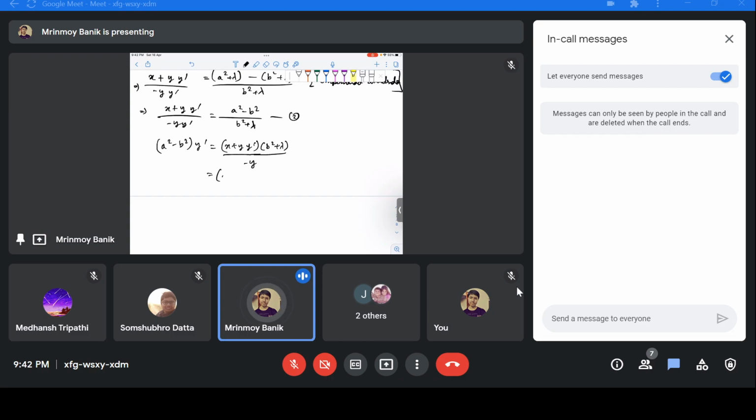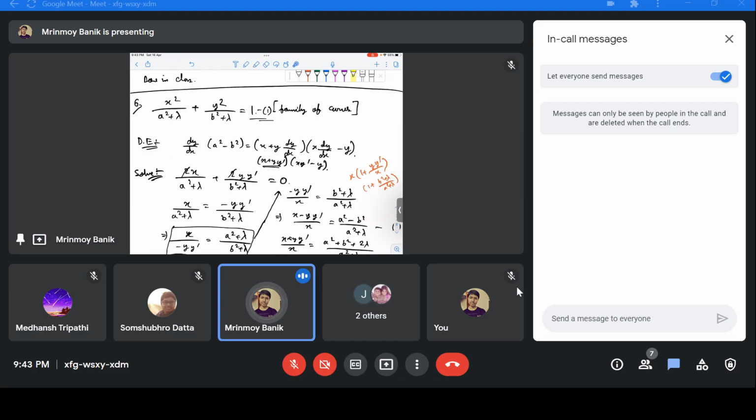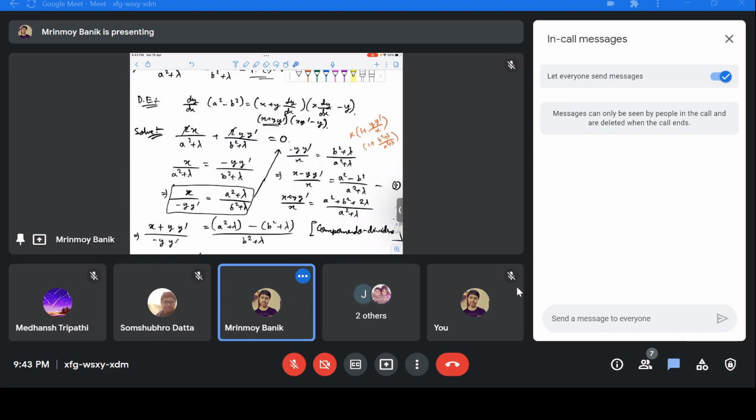Okay. Now we can substitute y by b squared plus lambda. So we can multiply and divide by y. So now we have got 1 y squared by b squared plus lambda. So y squared by b squared plus lambda is 1 minus x squared by a squared plus lambda. Right.